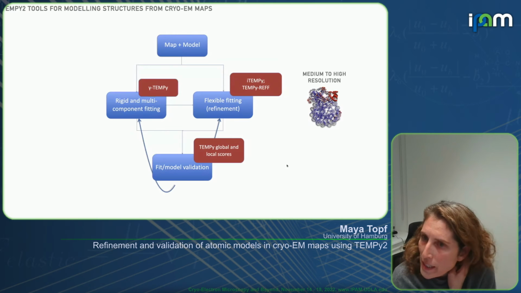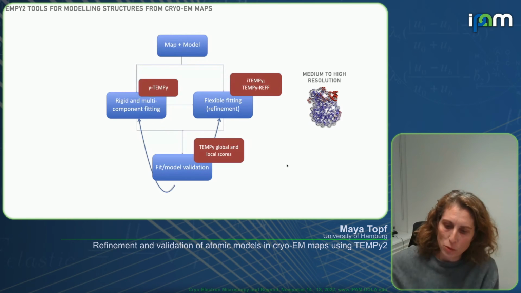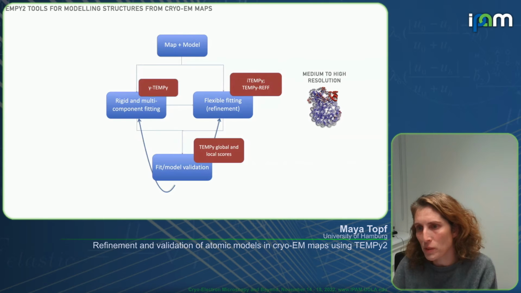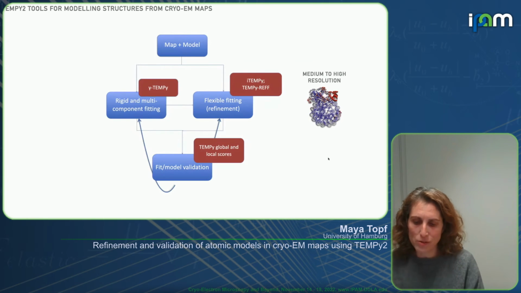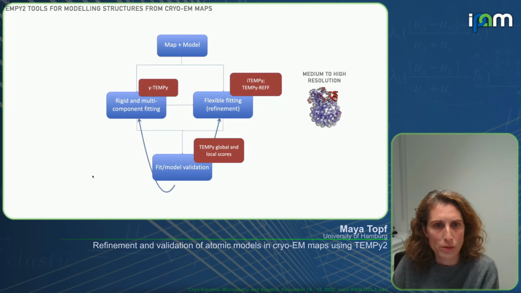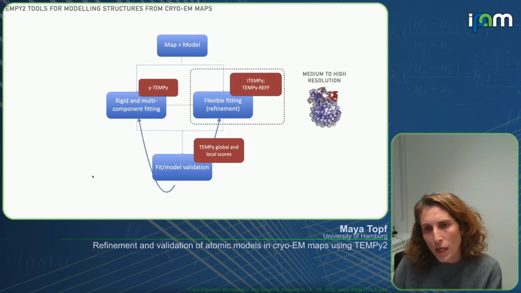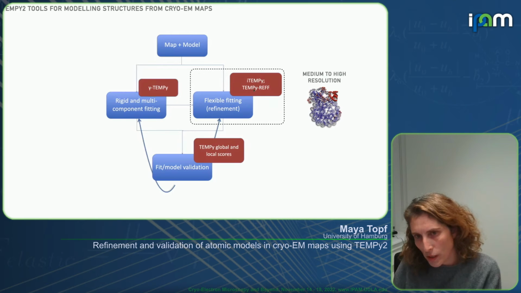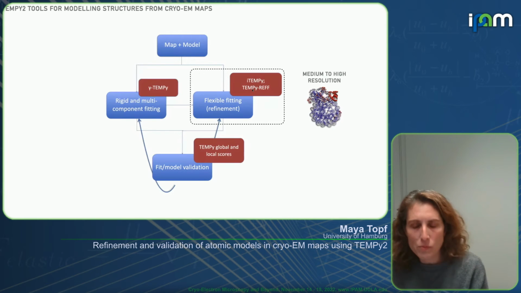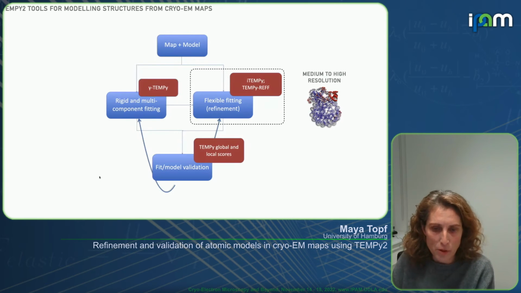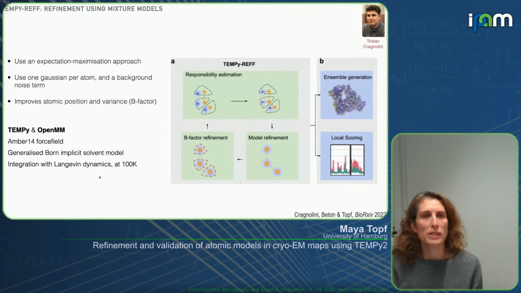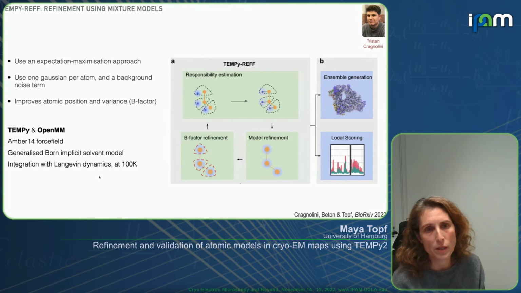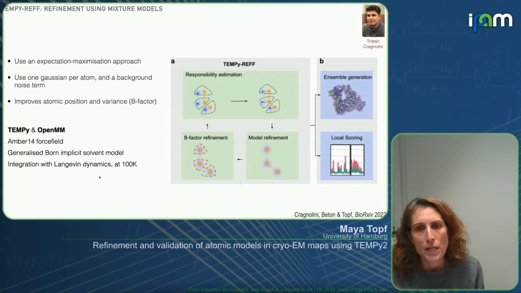Okay, so finally, what I want to talk about is what we do when we get to higher and higher resolution, and what we do with maps that have, of course, uneven resolution or uneven distribution of the resolution. And we also developed another software recently, which is called TEMPy-Ref. And what we do with TEMPy-Ref is we actually use an expectation maximization approach, using a mixture model to describe the model in the map.